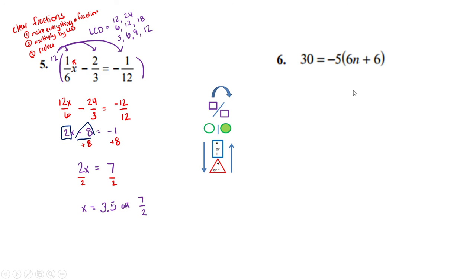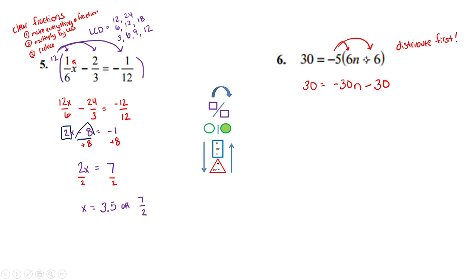All right, number 6, you see these parentheses. These parentheses mean I need to do this first step, which is distribute. I'm going to distribute first. I'm going to take the sign with this 5 when I multiply it by 6n. So negative 5 times 6n becomes negative 30n. Negative 5 times positive 6 would be negative 30.